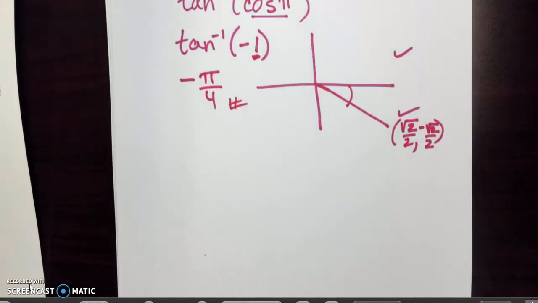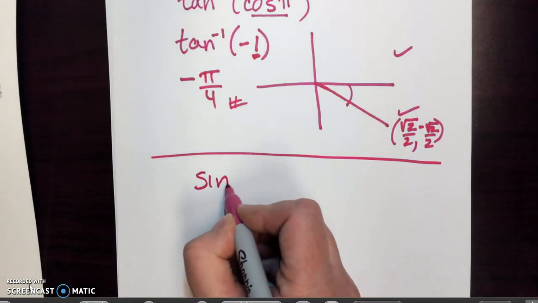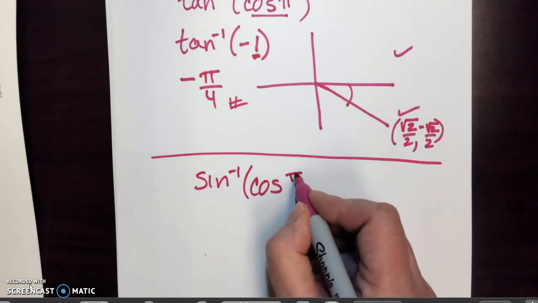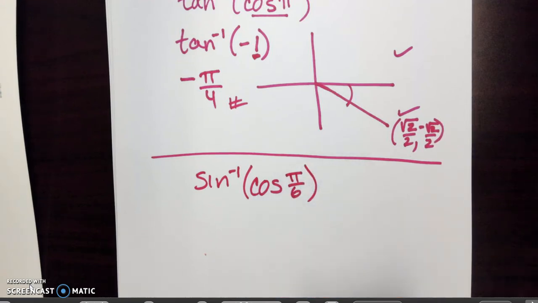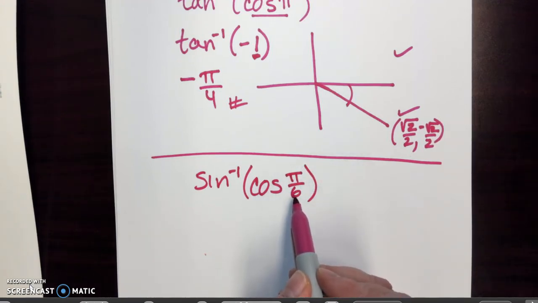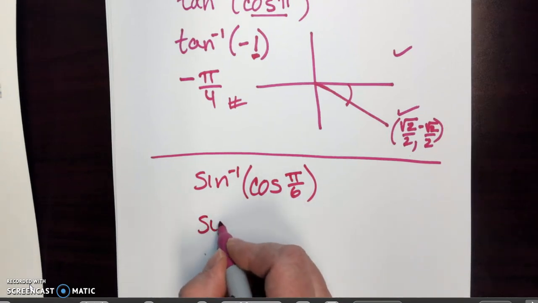The next one, and I don't think these are too bad, inverse sine of cosine of pi/6. I know that cosine of pi/6 on my unit circle is the square root of 3/2.